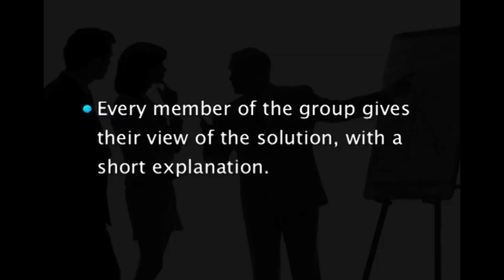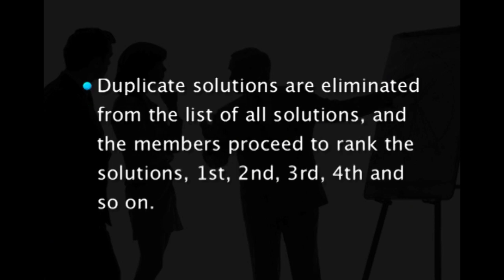First, every member of the group gives their view of the solution with a short explanation. Then, duplicate solutions are eliminated from the list of all the solutions and the members proceed to rank the solutions as first, second, third, fourth and so on. The numbers each solution receives are totaled and the solution with the most favored ranking is selected as the final selection.